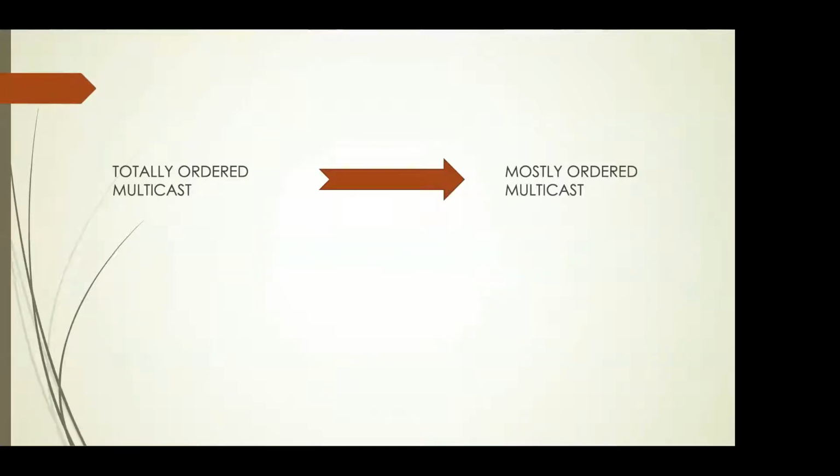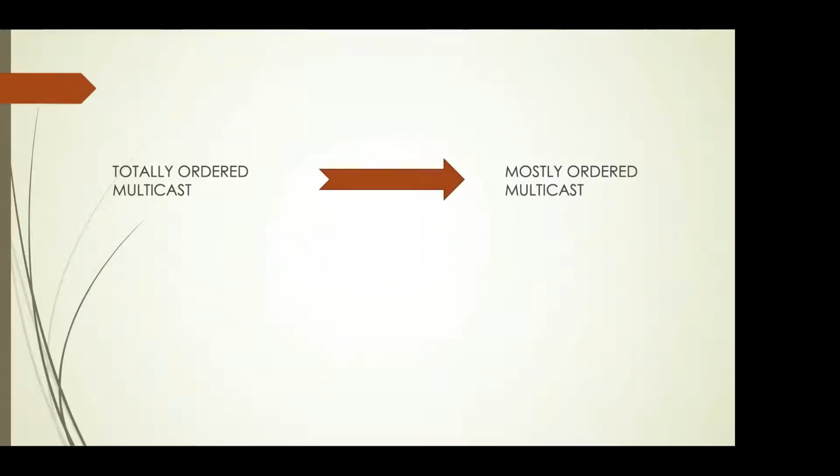Now if we go from totally ordered multicast to mostly ordered multicast, what that means is that occasionally there are certain order violations, that is, the receiving node receives M dash before M. In those small cases, the paper says either the client can take care of those scenarios, or the algorithm, instead of ordering the operations proactively, can on detecting an ordering violation reconcile it.